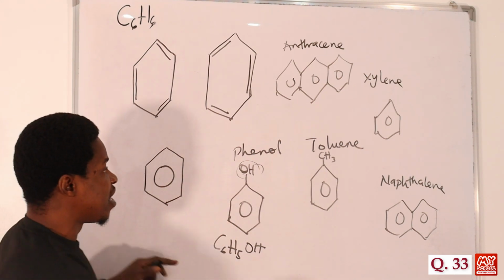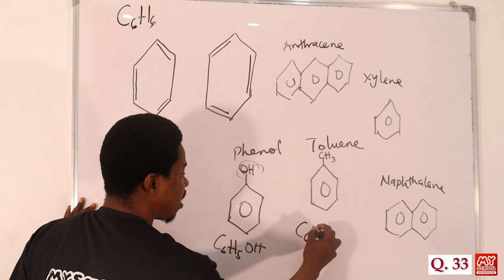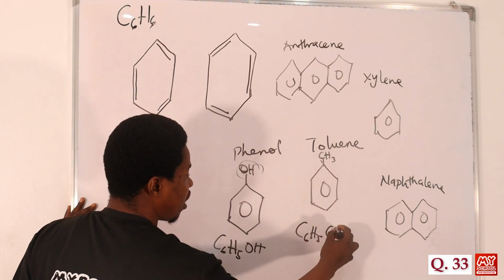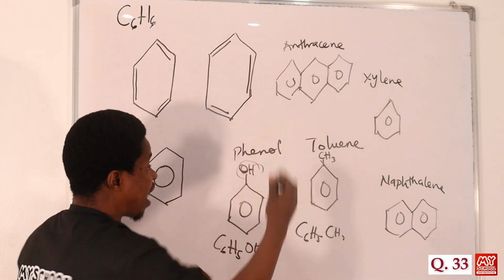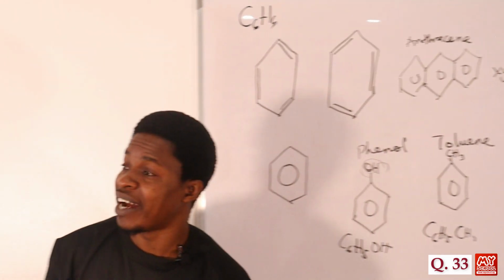So this is phenol. Then for toluene, you can have C6H5, then we have CH3 here. That's toluene. Then we have it and so on and so forth. Now let's move back to the screen.